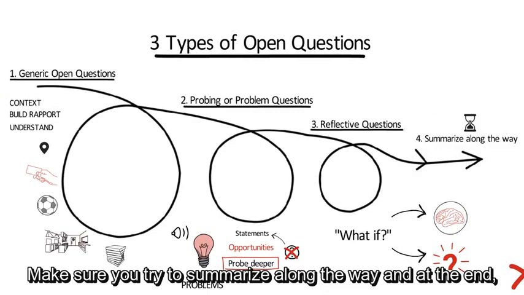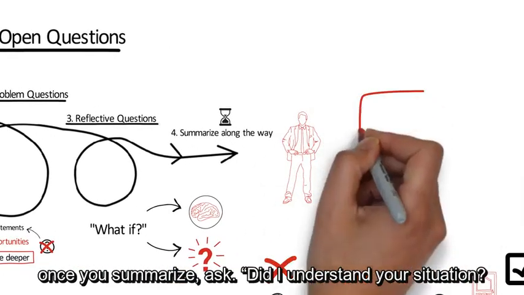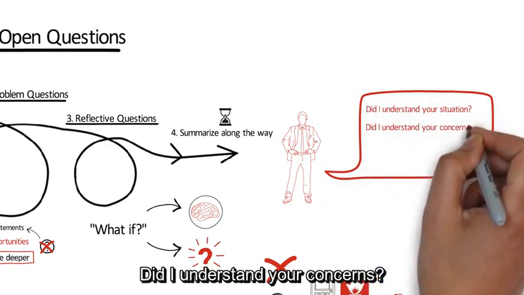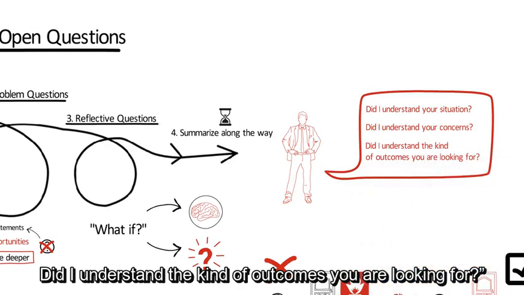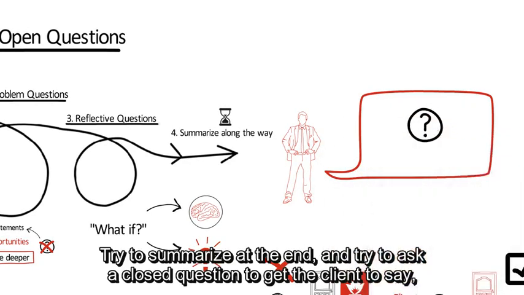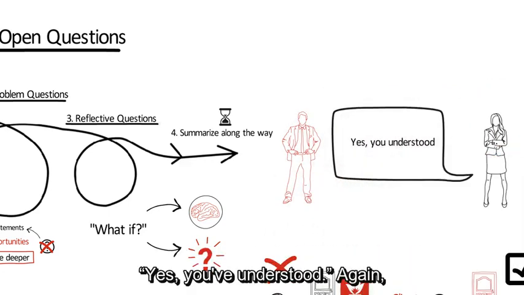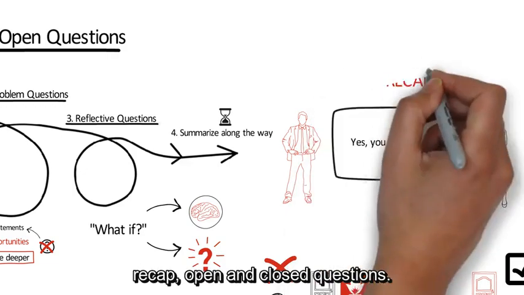Make sure you try to summarize along the way, and at the end, once you summarize, ask, did I understand your situation? Did I understand your concerns? Did I understand the kind of outcomes you are looking for? Try to summarize at the end and try to ask a closed question to get the client to say, yes, you've understood.